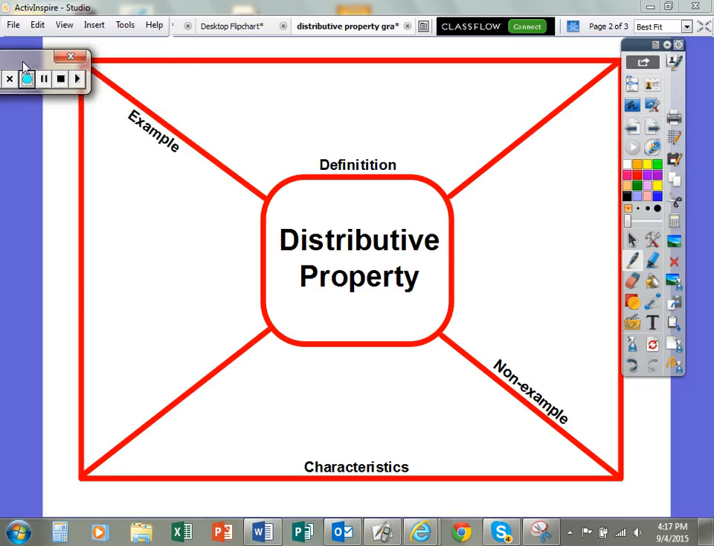Today we're going to learn about distributive properties. Let's fill in our graphic organizer to help us better understand what that means.